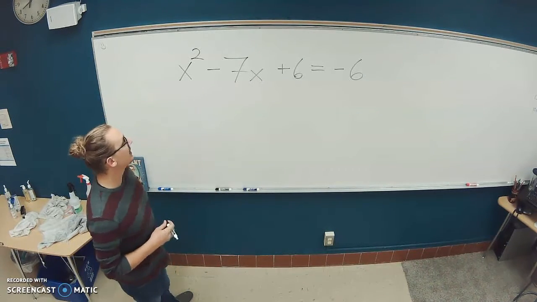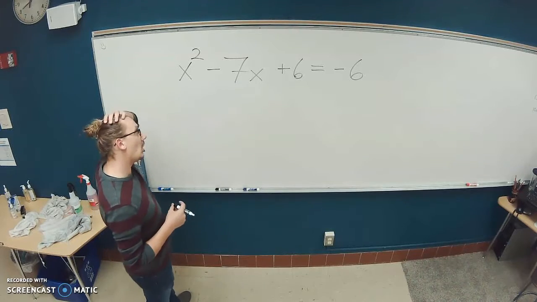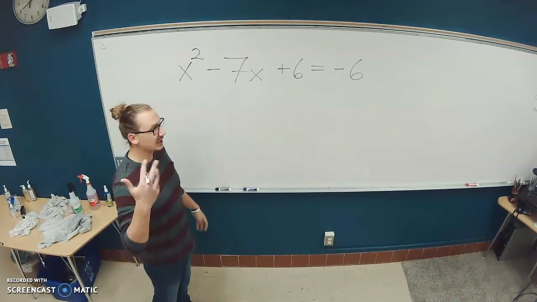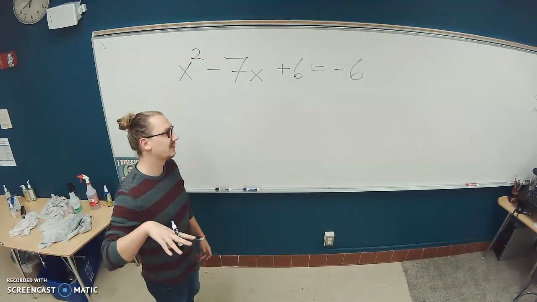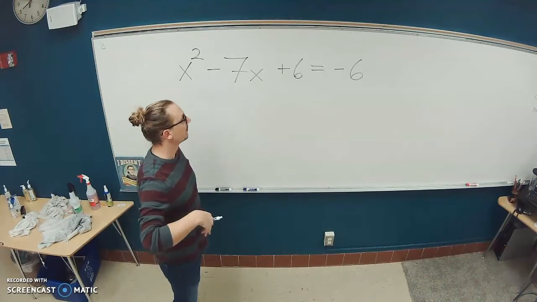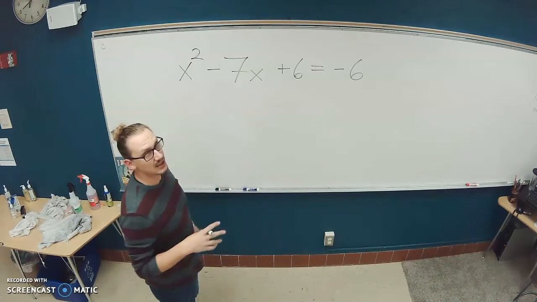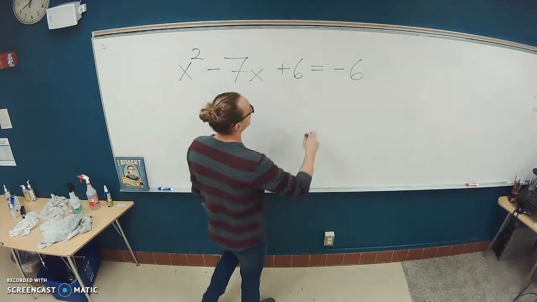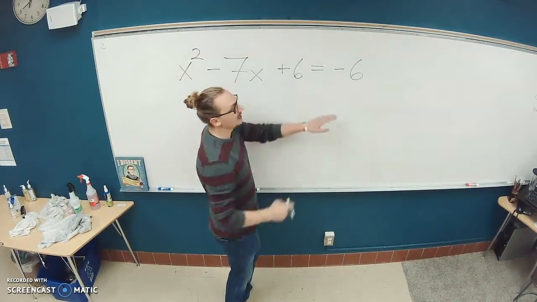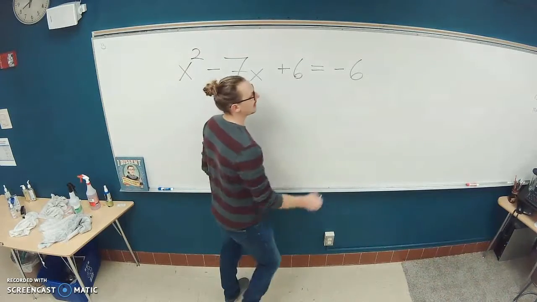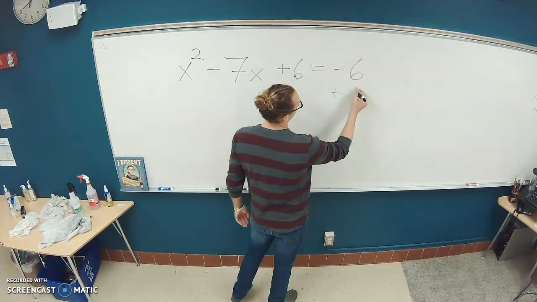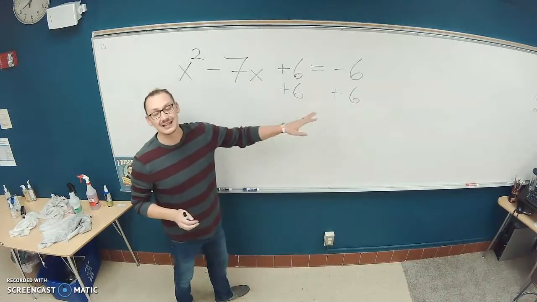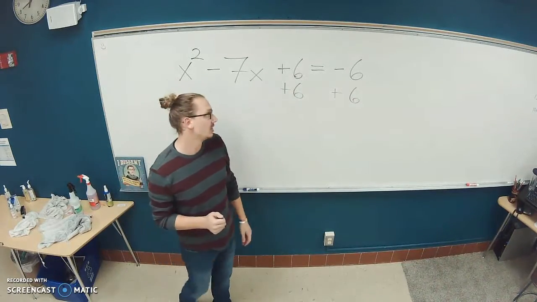All right, staring at this problem, if I'm asking you to solve this, meaning I need to figure out what the possible x values are. First thing, we talked about this in the last lesson: we need to make sure that this is set to 0, because if it's not set to 0, we can't solve anything. We've got this negative 6 over here. In order to get a 0 on the right side, we're going to need to add 6 to both sides of the equation.